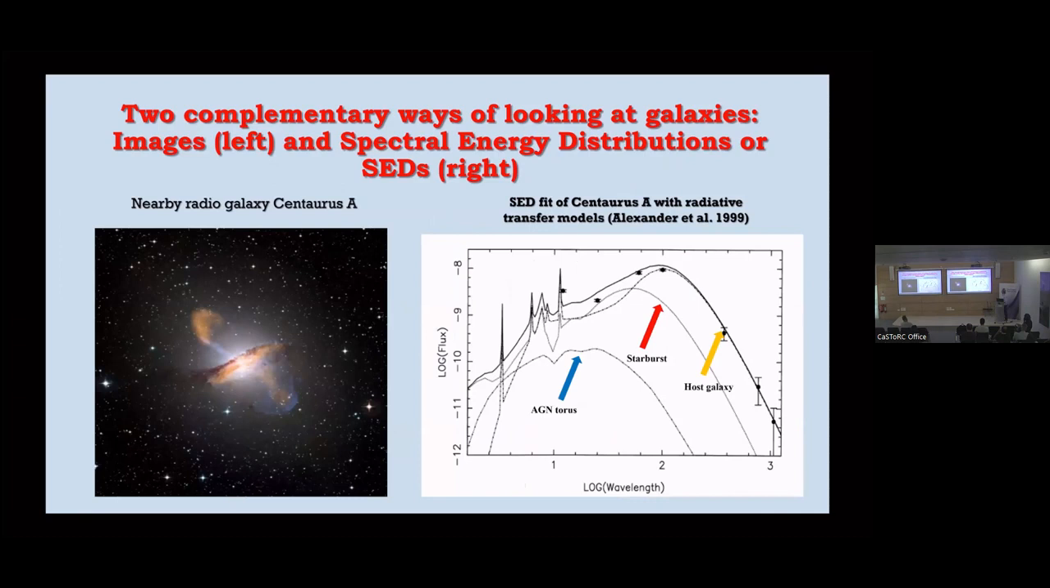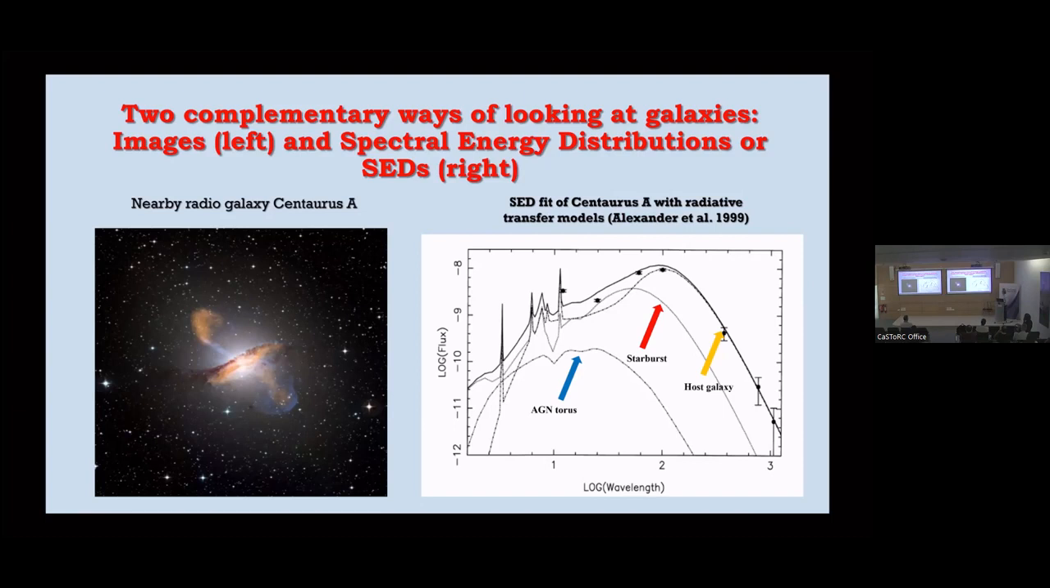The curves are various models for the emission of different bits of the galaxy. The blue arrow, for example, indicates the emission from an AGN torus, which is associated with the active galactic nucleus, the accreting supermassive black hole. The red arrow indicates the emission of recent star formation in the galaxy, something we call a starburst. And the orange arrow indicates the emission of the host galaxy.